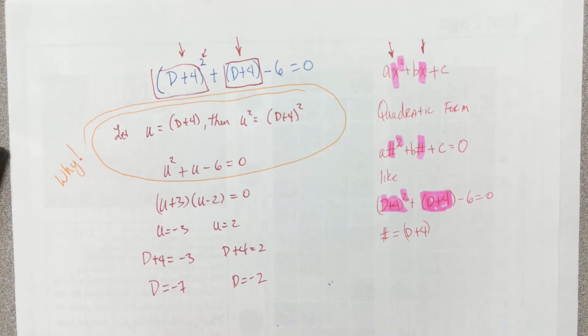Why -7? I'm sorry? Why -7? Because I solved for D. Oh, okay. -7 plus 4 is -3. So yeah, you just subtract 4. You mean -4 and -3? Hold on. -4 and -3 is -7, right?